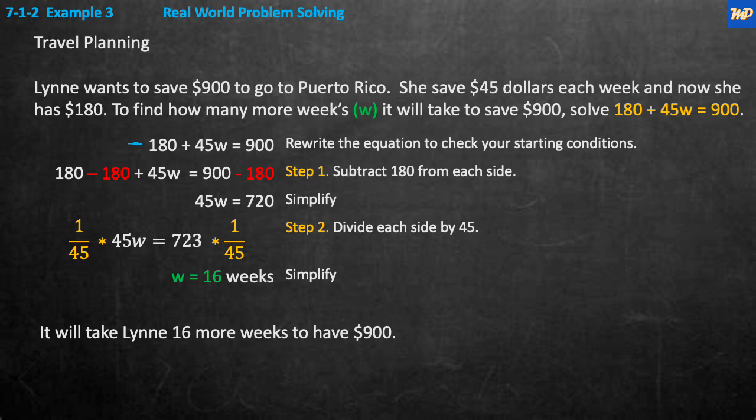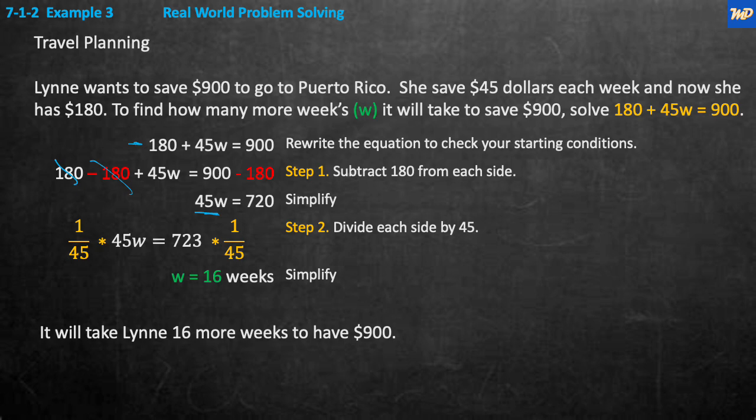She has 180. She's going to subtract 180 from both sides. She has to subtract from both sides. And then she'll simplify this. So the 180s cancel each other out, and she's left with 45W. W is for weeks. And we've subtracted 180 from both sides, so 900 minus 180 is 720. So she has to work enough weeks for her $45 a week to equal $720.